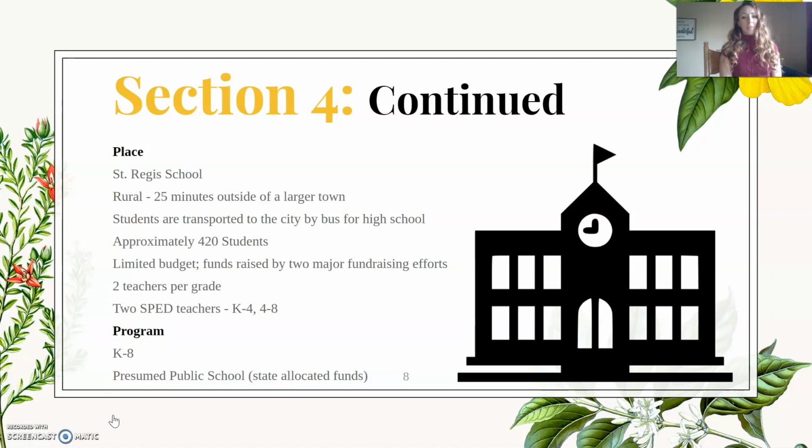The school is comprised of approximately 420 students and has a limited budget. The school works to gain funds by holding 2 major fundraising efforts each year. Since the school is small, there are only 2 teachers per grade level. It has 2 special education teachers, one for kindergarten through 4th grade and another for 4th through 8th grade. We know very little about the program. We know it's a K through 8 school and can assume it's public since it receives state allocated funds. There's no other information regarding this.